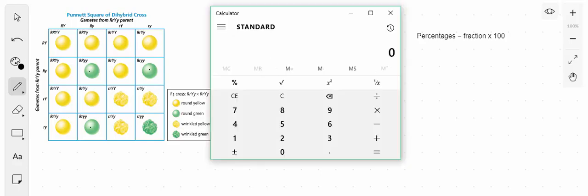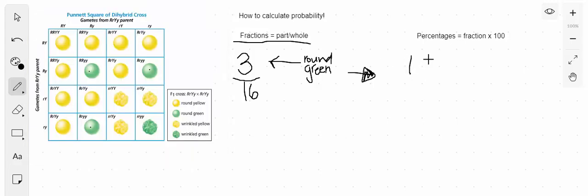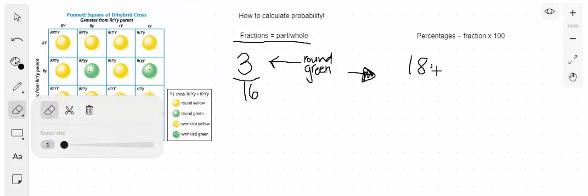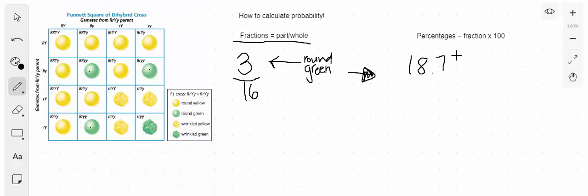Then to calculate a percentage, we're going to take 3 over 16 and multiply times 100. That's it. So I'm going to show you how we do this. In my calculator, I'm going to put 3 divided by 16 equals times 100 because percent is out of 100. So my percent of offspring that are going to come out round and green from this dihybrid cross that I'm showing you here is going to be 18.75%.